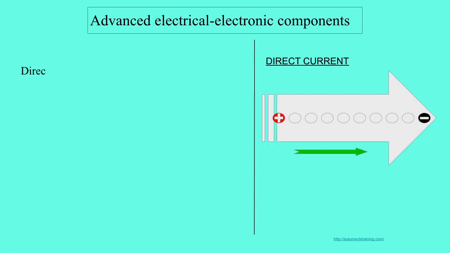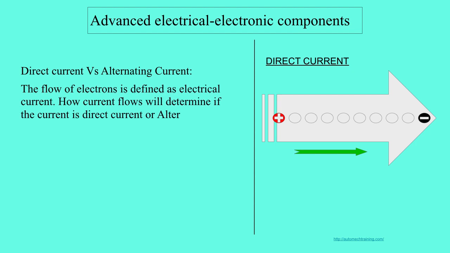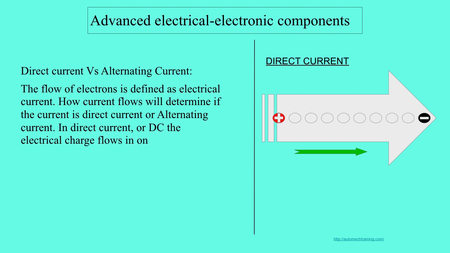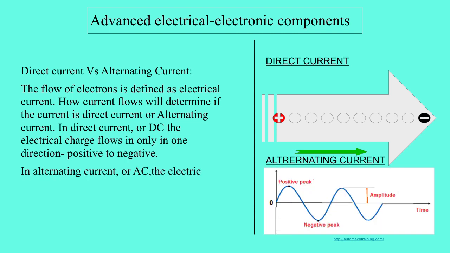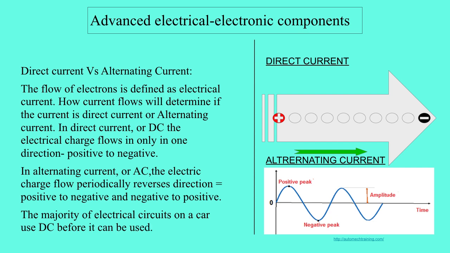Direct current versus alternating current. The flow of electrons is defined as electrical current. How current flows will determine if the current is direct current or alternating current. In direct current, or DC, the electrical charge flows only in one direction, positive to negative. In alternating current, or AC, the electric charge flow periodically reverses direction, from positive to negative and negative to positive. The majority of electrical circuits on a car use DC.